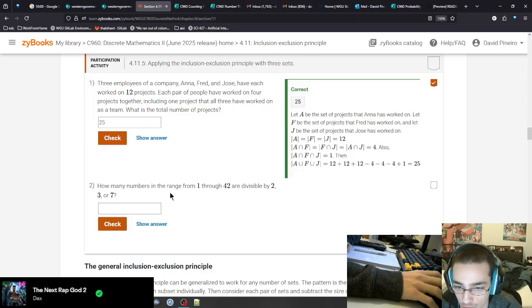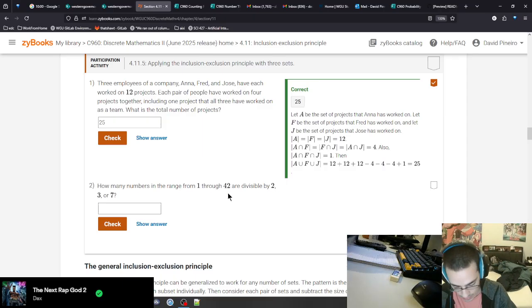Alright, so 1 through 42 divisible. Is this where I can use my programming knowledge? Should I program something that can do this? Nah, I shouldn't do that.